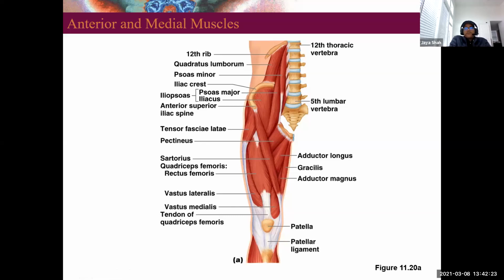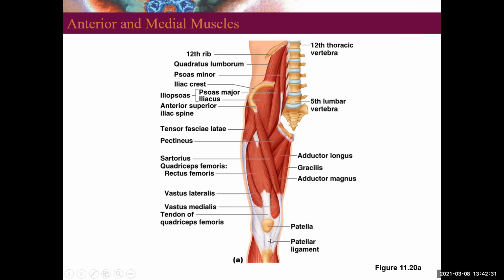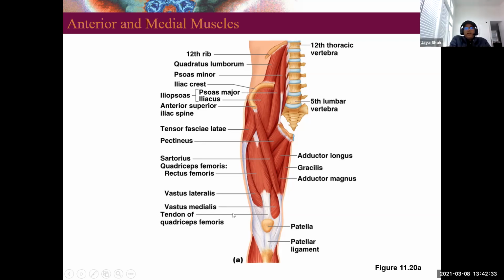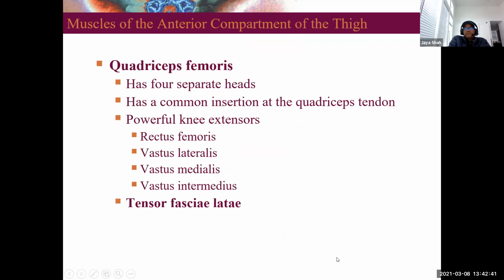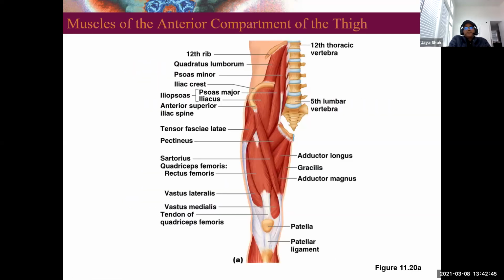The rectus femoris is attached here to the patella through a big tendon called the tendon of quadriceps femoris. They all converge here and attach. So these are the quadriceps muscles.